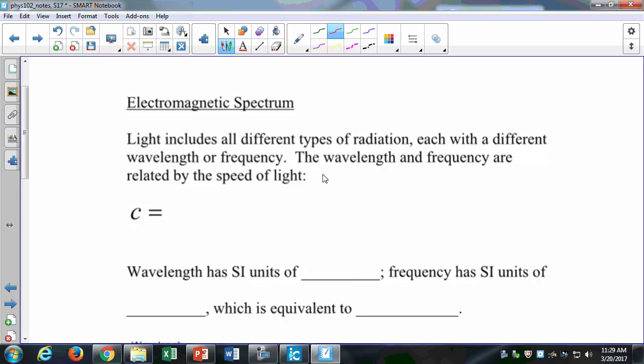So the electromagnetic spectrum, as you know, you should have learned this in, I don't know, 6th grade or whatever, maybe earlier. But light includes all different types of radiation. They have a different wavelength and frequency, and they're related by the speed of light. And so this is the wavelength times the frequency. Sometimes for frequency we'll use the Greek letter nu. It sort of looks like a stripped V. Wavelength has SI units of meters. Frequency has SI units of hertz.